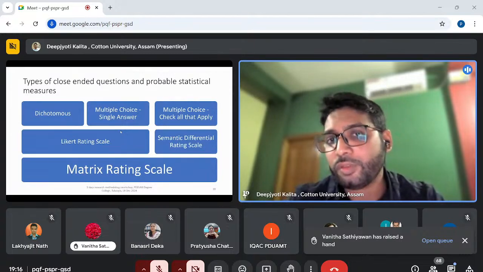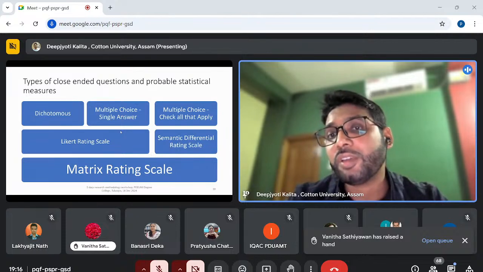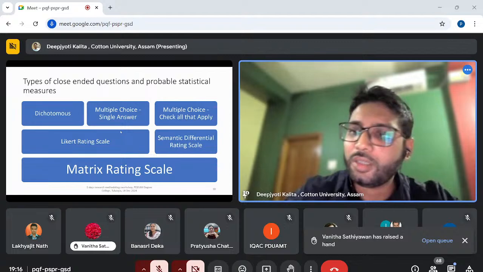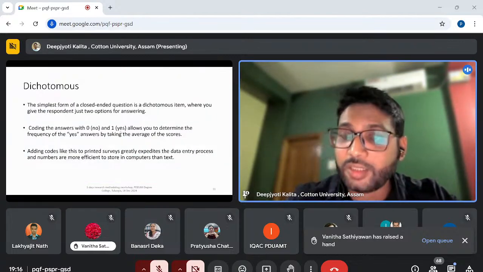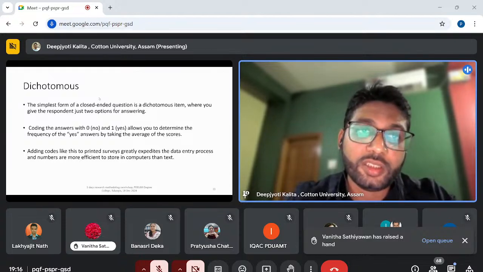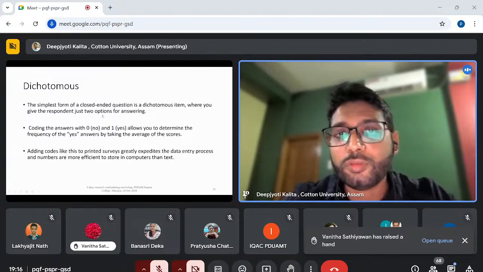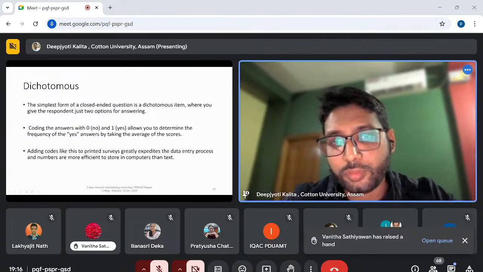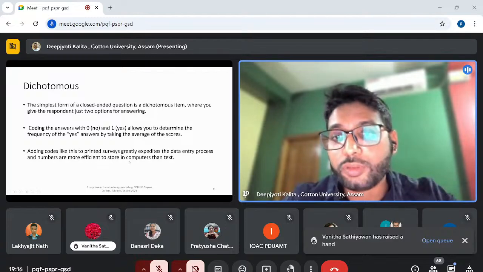So in the next slide, we are going to discuss what a dichotomous question is, and how the answer to a dichotomous question should be satisfied statistically, or how it should be represented in our research papers. So what is a dichotomous question? Dichotomous is nothing but a categorical question. It is the simplest form of close-ended question where you give respondents just two options for answering. For example, yes or no. Adding codes like this to printed surveys greatly expedites the data entry process, and numbers are more efficient to store in computers than text.